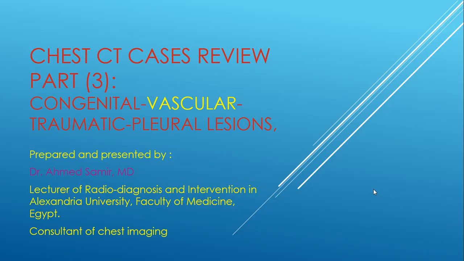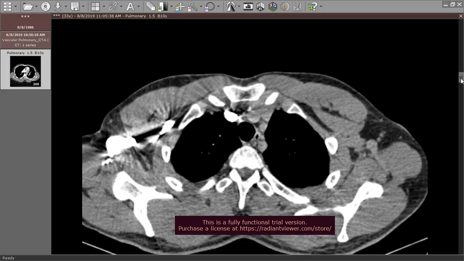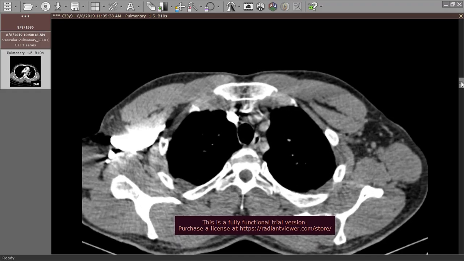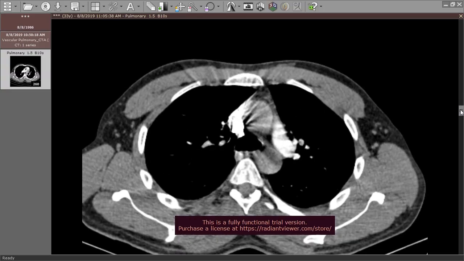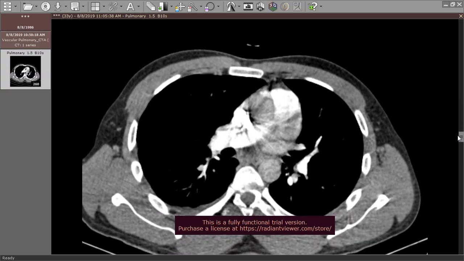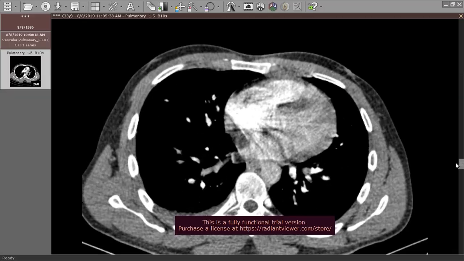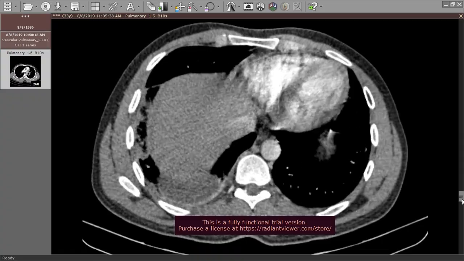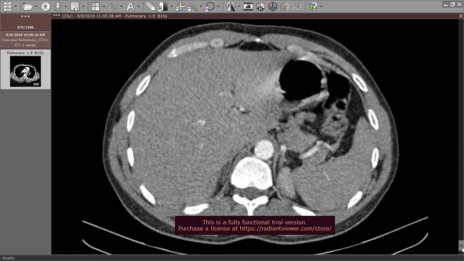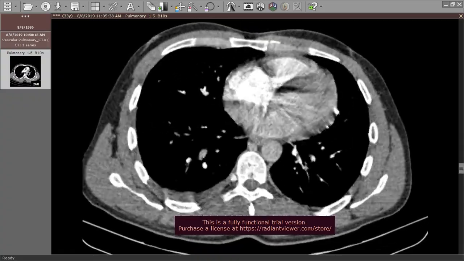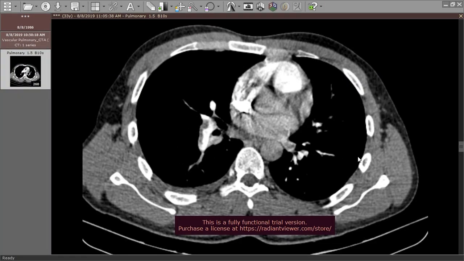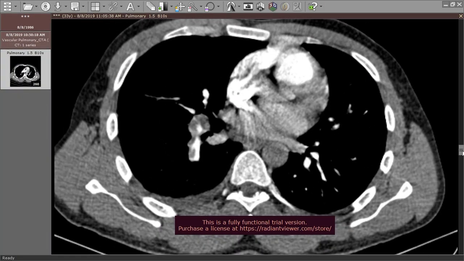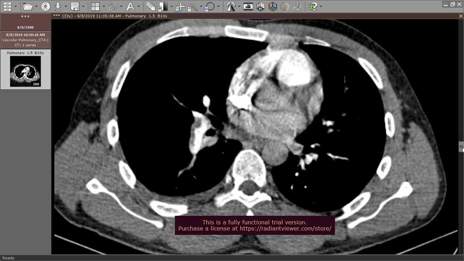Let's go to the vascular diseases. Case number 1. This was a patient complaining of acute dyspnea and chest pain who underwent a CT angiography. Obviously, this was a case of pulmonary embolism.